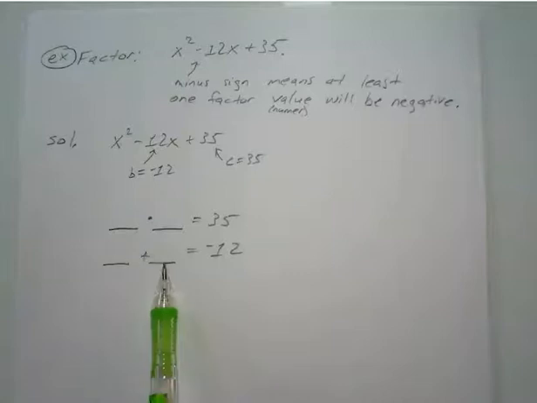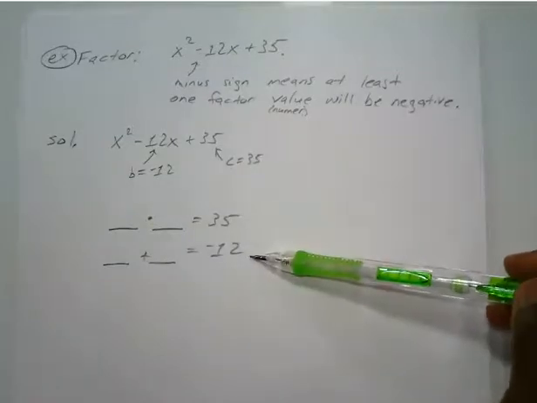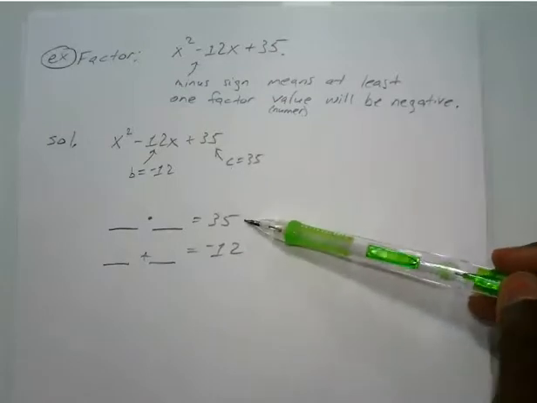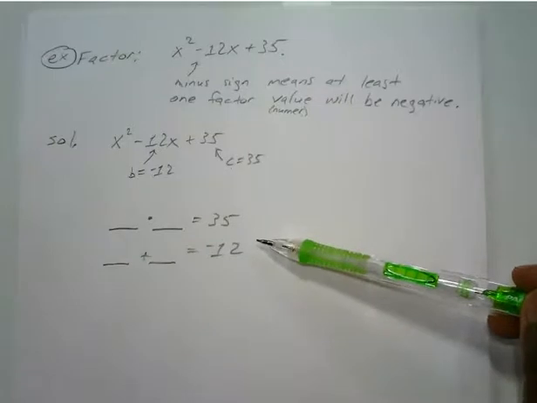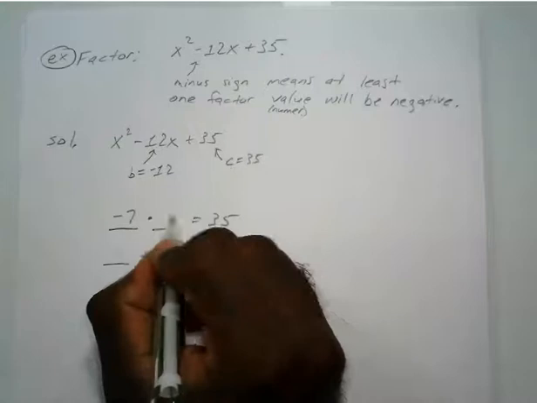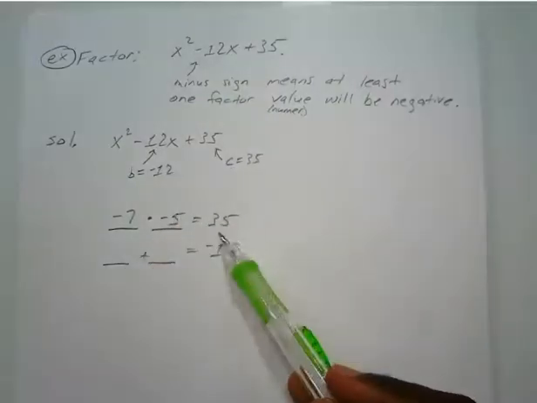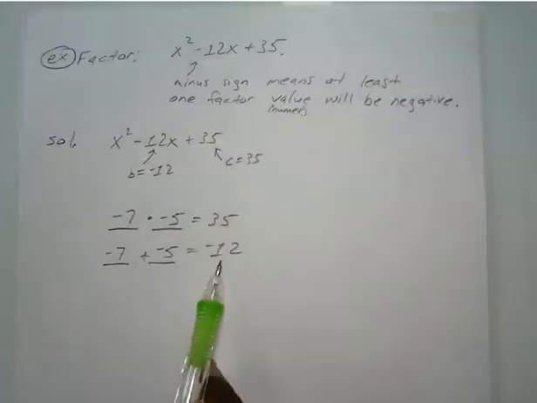Okay, but if you add two negatives, you'll get a negative. So you already know that both of these would have to be negative. You just have to find two values that multiply to give you 35 and add to give you negative 12. So for 35, we can try 7 times 5. Okay, so 7 times 5 is 35, but if you add 7 and 5, you get positive 12. So we'll just make both of them negative. Negative 7 and negative 5 will give you positive 35, and negative 7 plus negative 5 will give you negative 12.